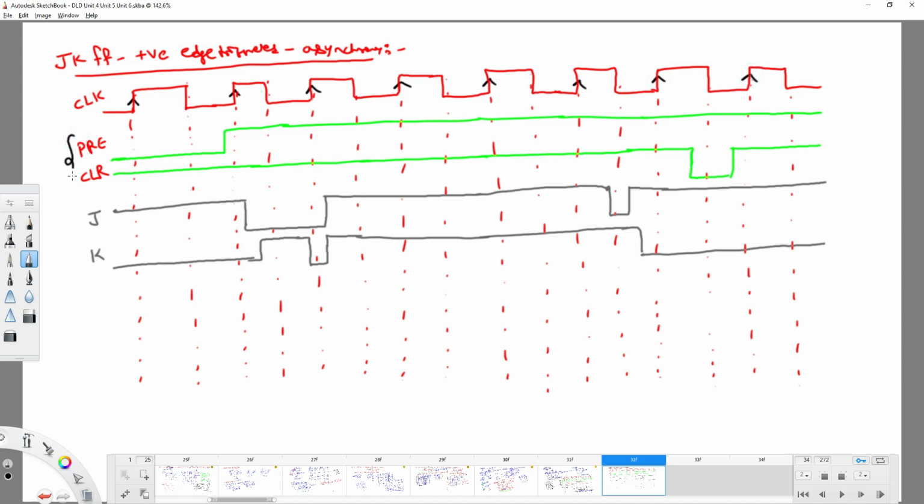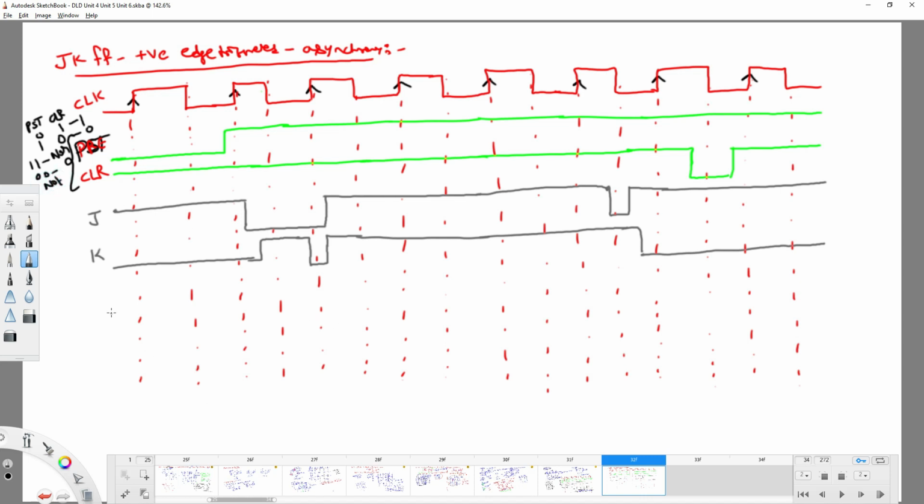Asynchronous means what? We are going to have a preset command and a clear command, so those inputs also are going to affect the output. See, if I say it is a kind of active low, when preset and clear are 0 1, your output will be 1; for 1 0, your output will be 0; and for 1 1 they work normally. For 0 0, we cannot say what should happen, it should not happen, right? So you know this one.